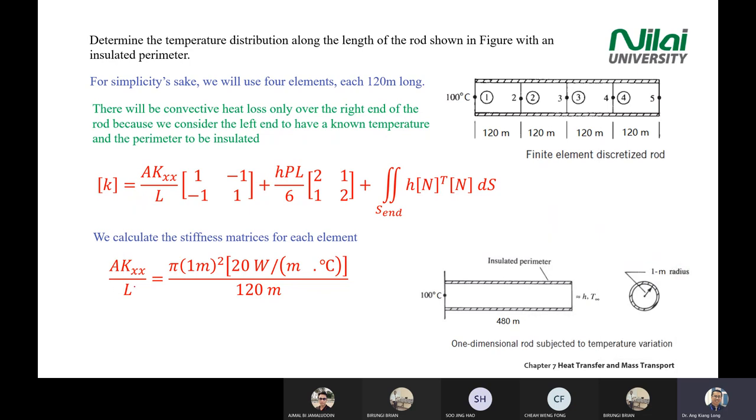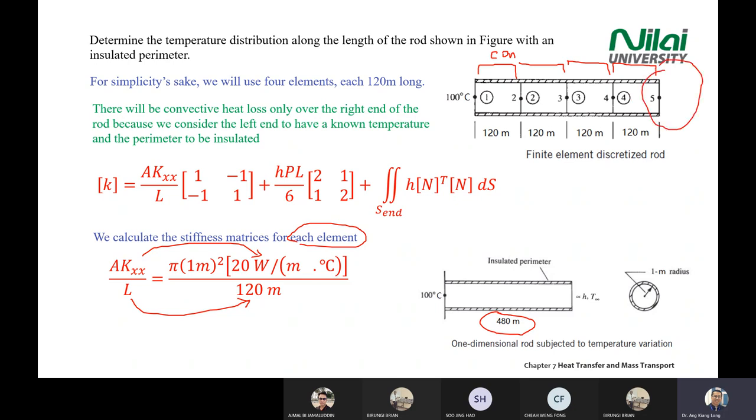Okay, so area, pi r square, the radius is 1. K is given, K value is given, L, each element is 120 meters, so don't use the wrong one. Don't use the 480 because we are calculating for one element now. So one element happens conduction. This one happens conduction. This one also, this one also, this one also. Okay, only you need to pay attention to this section.